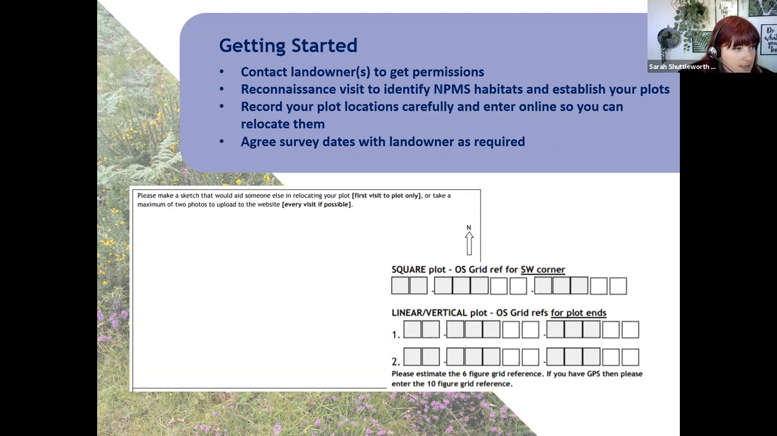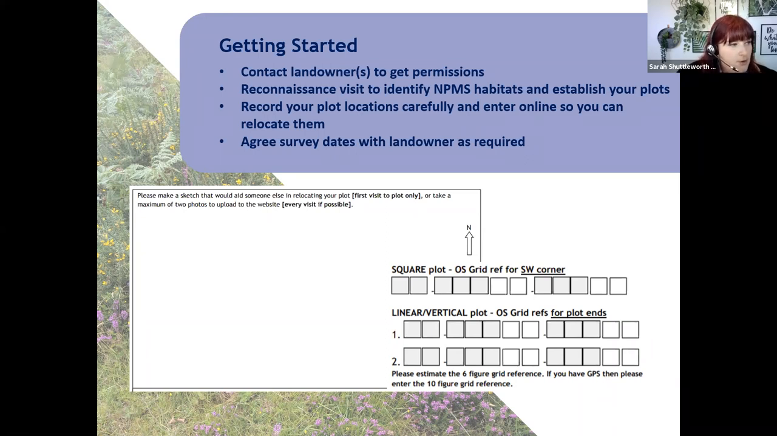So all of this can be done before the survey, maybe during another square recce, or you can do it as you're just about to start your first survey for your first visit. Either way, once you're back at the computer, you will need to set up your plots on the website first before you can start entering the plant data. Equally, this has to be done on the website before you can start recording in the field with the app.